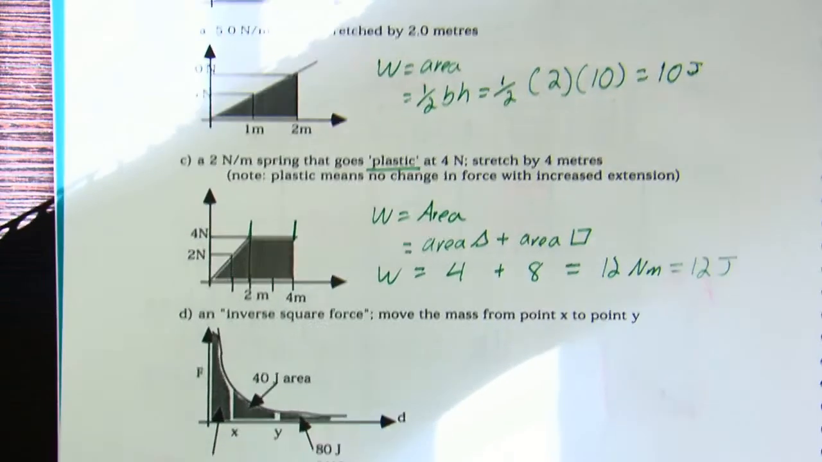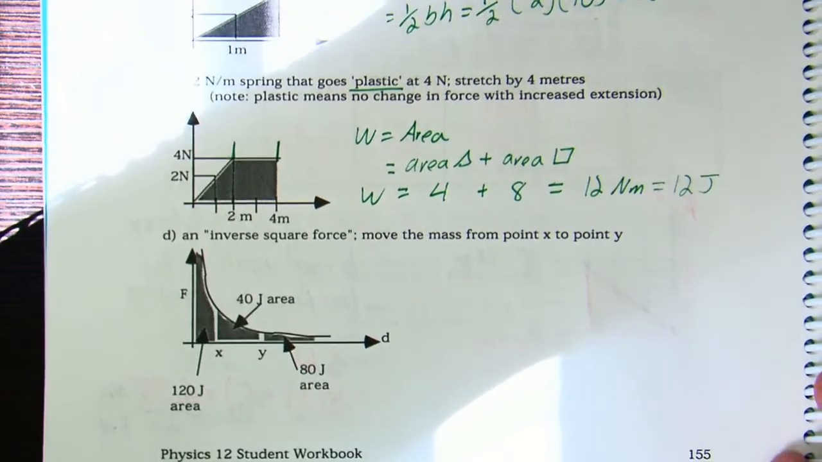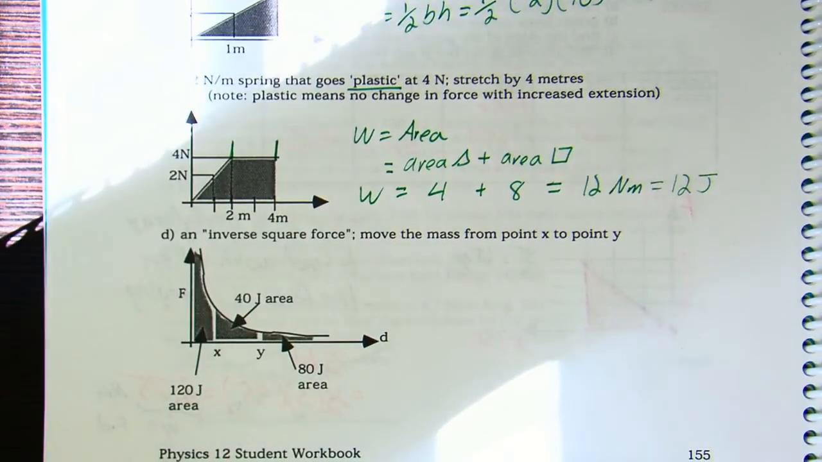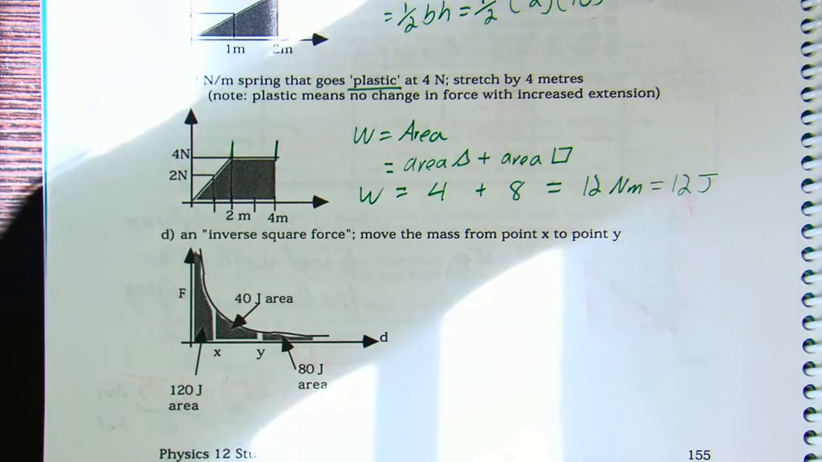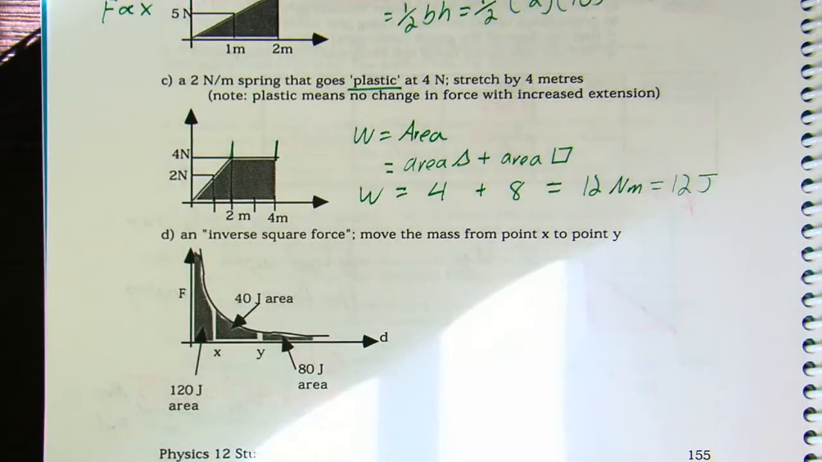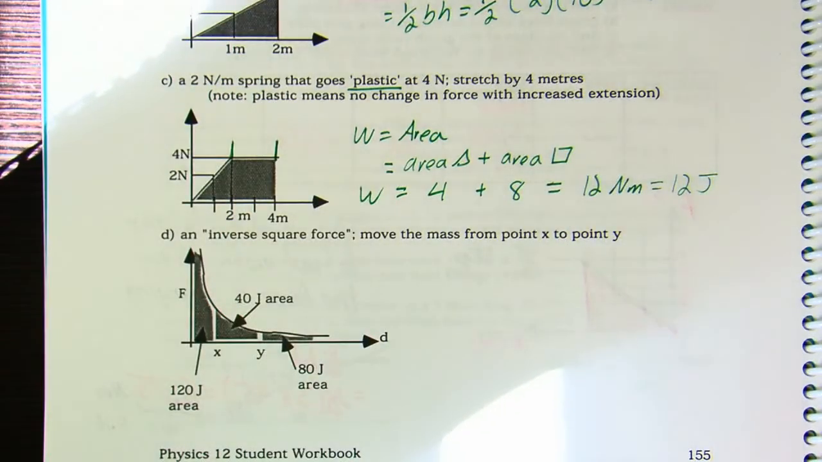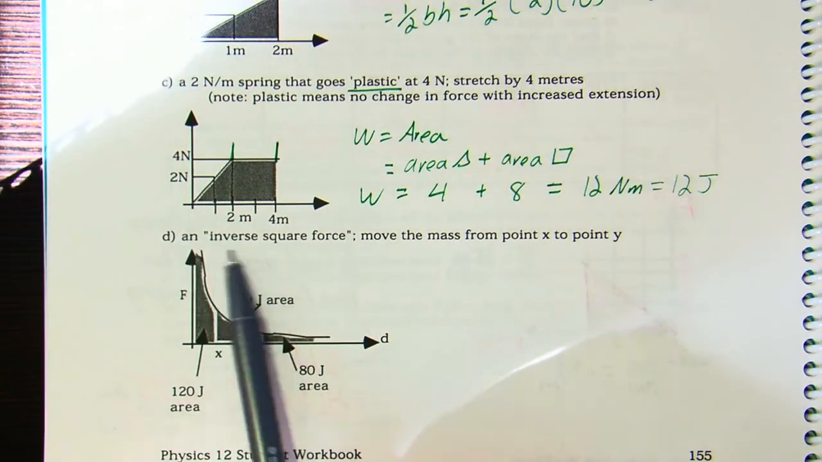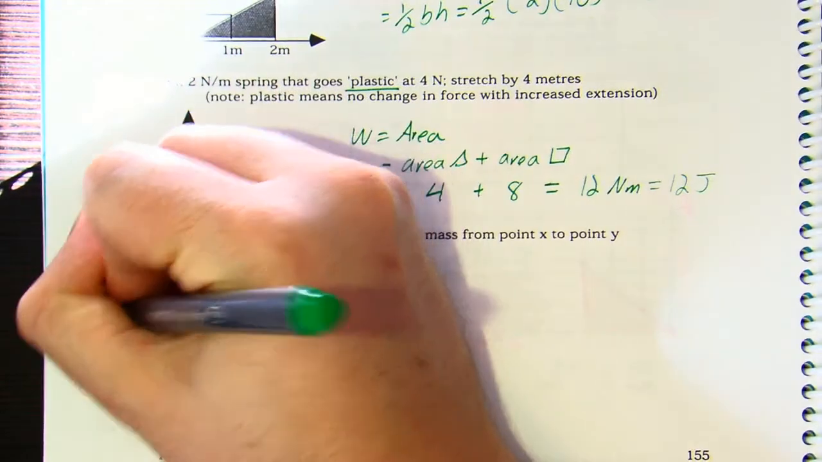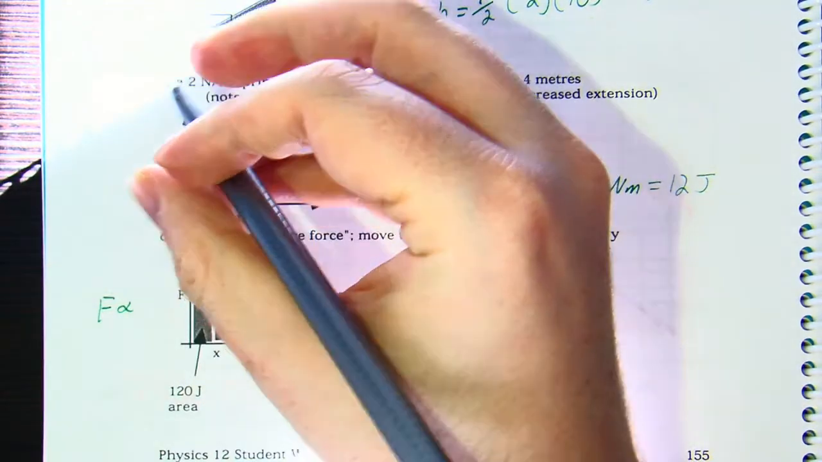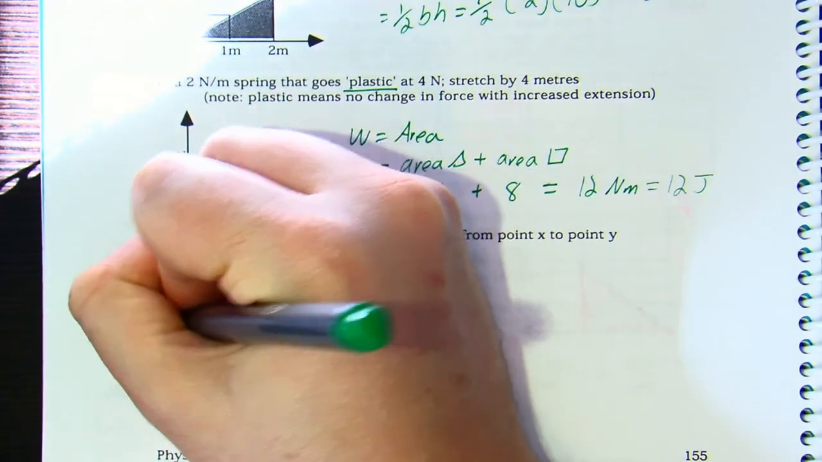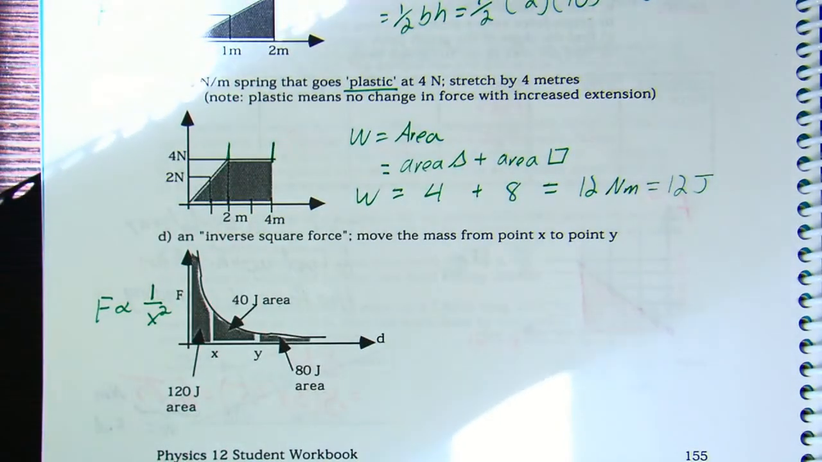What happens though if we get something like this? So if I give you something that looks like this, an inverse square force, we're going to look at what these are later when we start talking about gravity and magnetism. When we say it's an inverse square force, what that means is you've got a force that's proportional to a graph that looks like 1 over x squared. So we're going to see this again, like I said, when we cover gravitation and, I want to say, electrostatics.